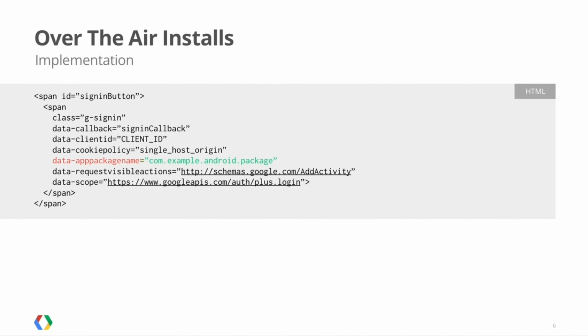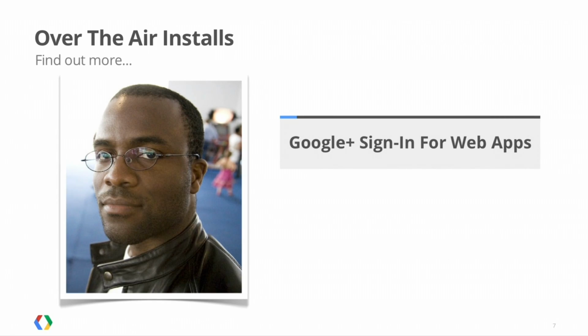Just to show you how simple it is to integrate over-the-air installs with your web service, if you've already added the web sign-in button to your website, it's literally a one-line change to add an Android package that you want to install as part of the over-the-air install process. You literally just say which package you want to install. Now, I'm not going to talk more about how to integrate Google+ sign-in with websites here, but if you get a chance to catch Adeosh and I's talk later on this afternoon, he'll be covering that in more detail.